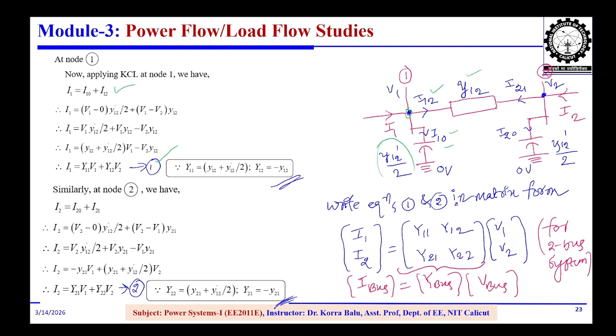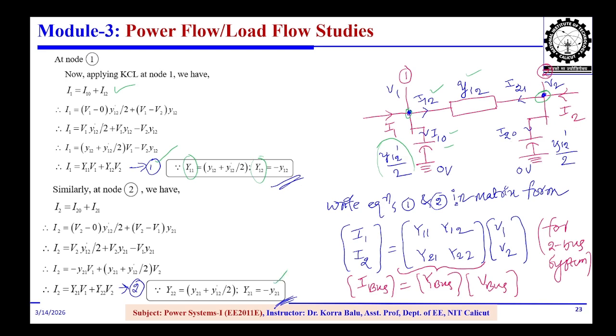I1 is equal to Y11 V1 plus Y12 V2. Here the capital Y11 is the self admittance of bus 1, and Y12 is the half diagonal element, the transfer admittance between bus 1 and bus 2. Similarly, you can apply KCL at this point, and I2 is equal to I20 plus I21. So similarly you can frame this one.